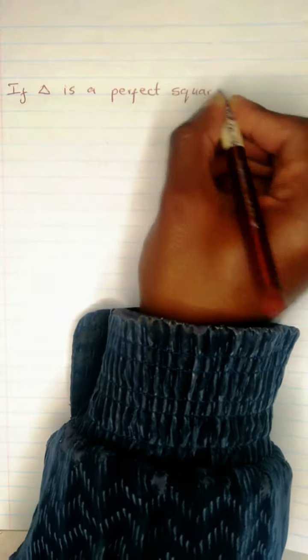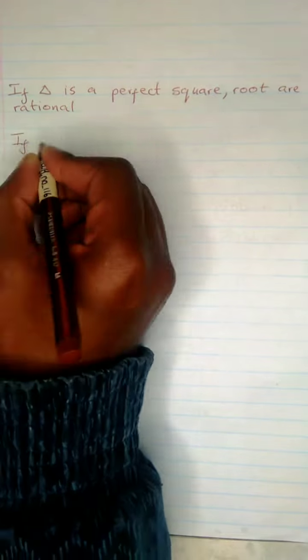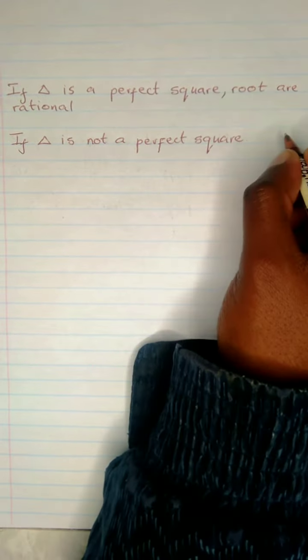If your discriminant is a perfect square, then your roots will be rational. And if your discriminant is not a perfect square, then you're going to have roots that are irrational.